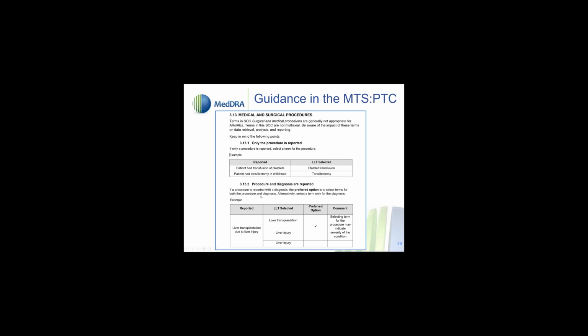And if a procedure is reported with a diagnosis, then the preferred option provided in the points to consider document is to select terms for both the procedure and the diagnosis. You see it here: liver transplantation due to liver injury, you would split code and assign liver transplantation and liver injury, because by selecting a term for the procedure, you are able to really capture the severity of the condition. But of course, you would also have the option to take the alternative approach and code to the medical condition only.